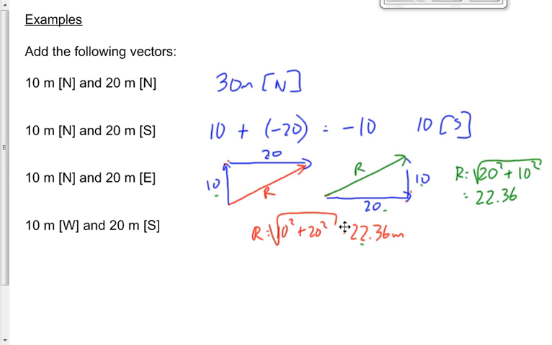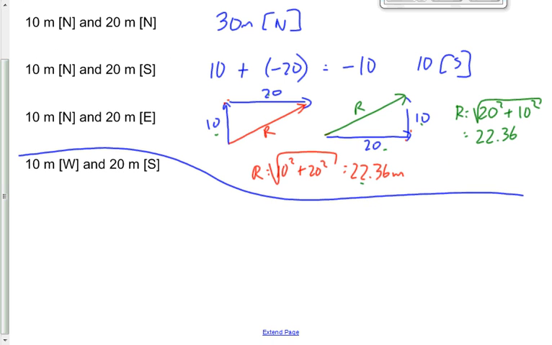Let's do the bottom one. 10 to the west, 20 to the south. Well, we've got a couple of options here. A couple of options for drawing this one out.